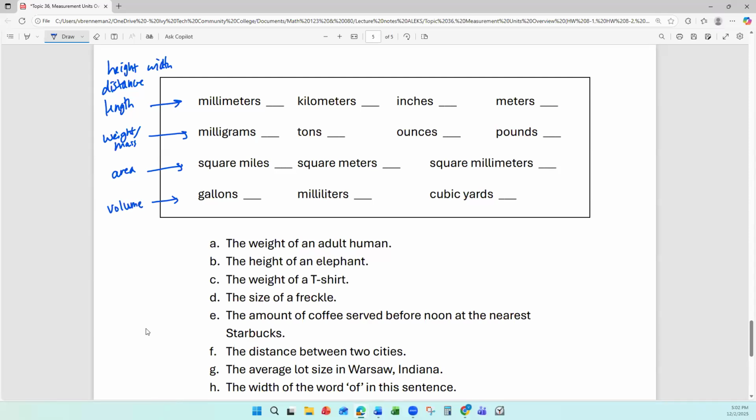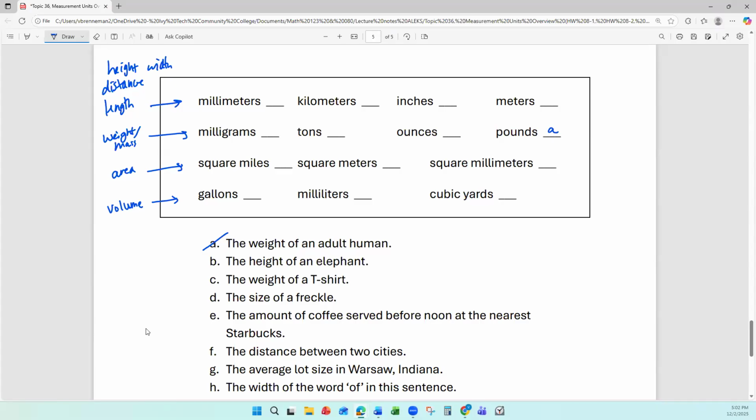So the weight of an adult human is going to be one of these weights: milligrams, tons, ounces, pounds, and an adult human would be pounds. In metric, it would be kilograms, would be the usual weight used for that.